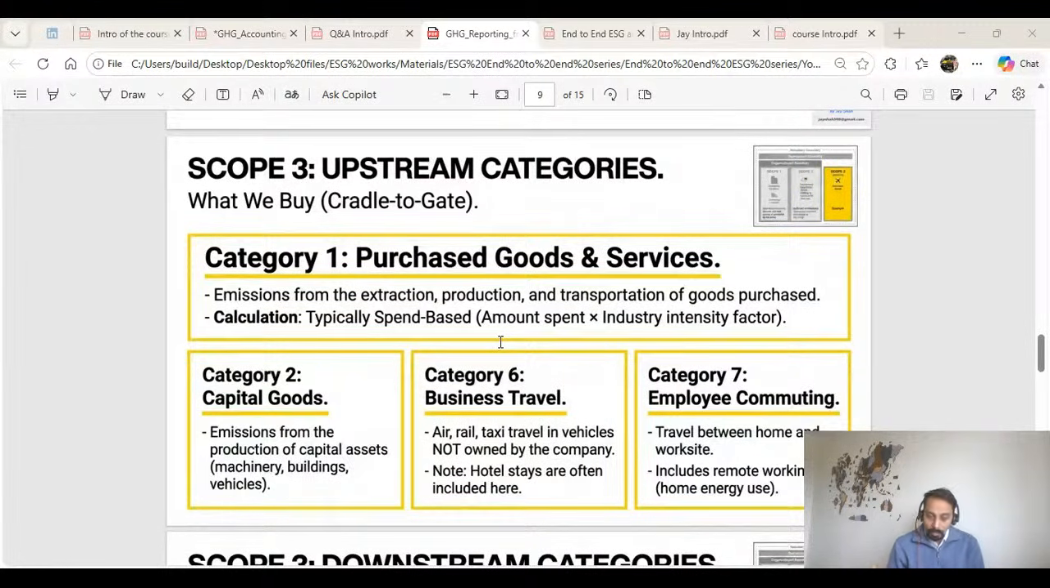Category 7, employee commuting: those employees who are coming by car or other vehicles, you have to include that commuting under category 7. It also covers remote working energy, for employees who are working remotely. All the home-based energy will be calculated under category 7 of your company. So this category represents what you buy and the services you take across your whole product and value chain.